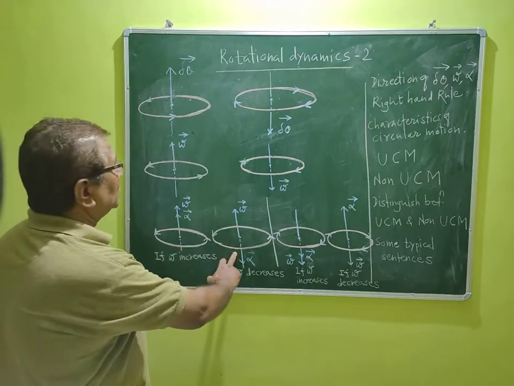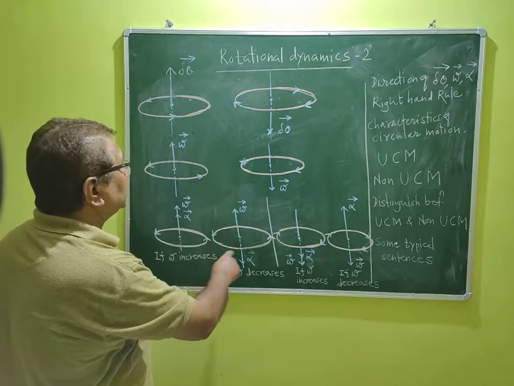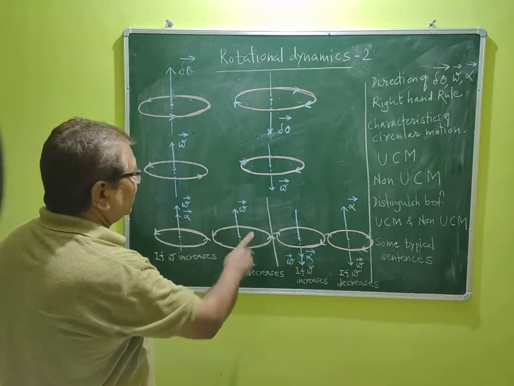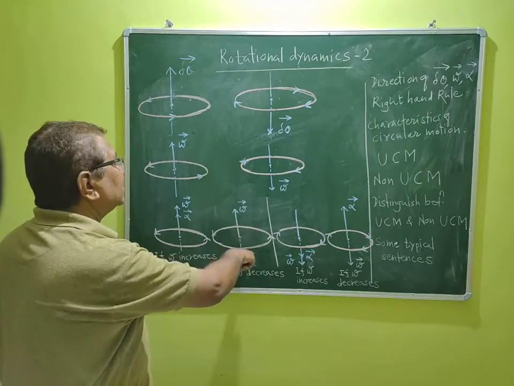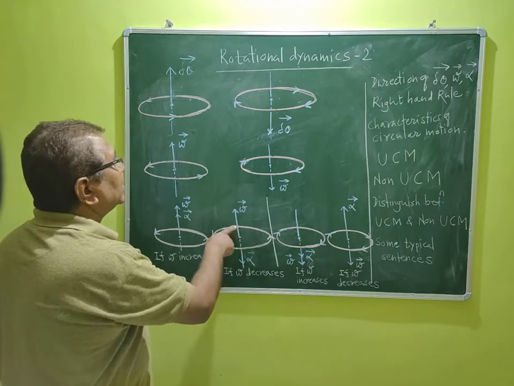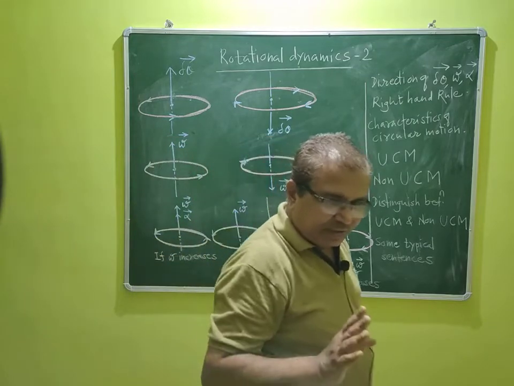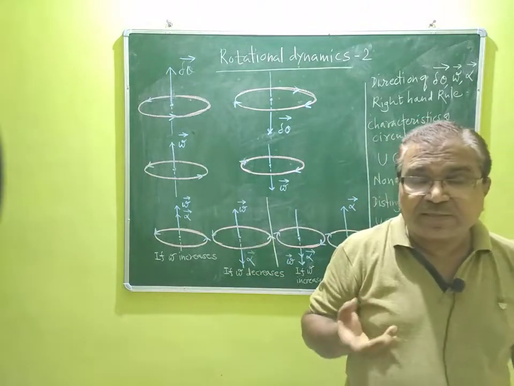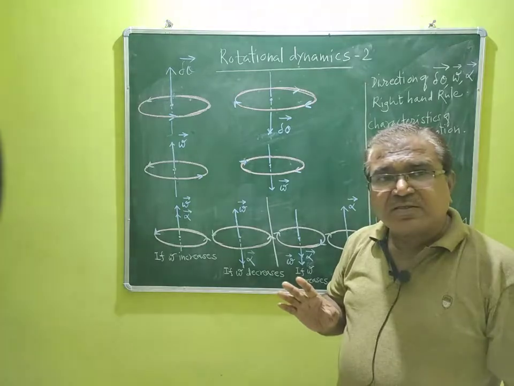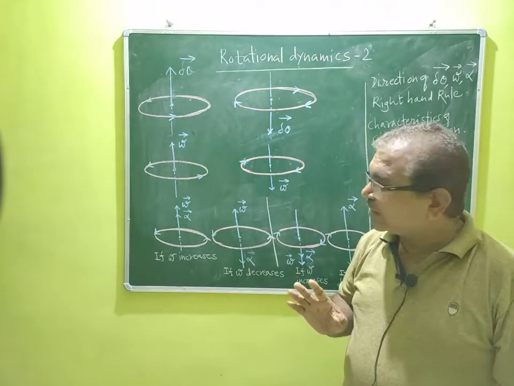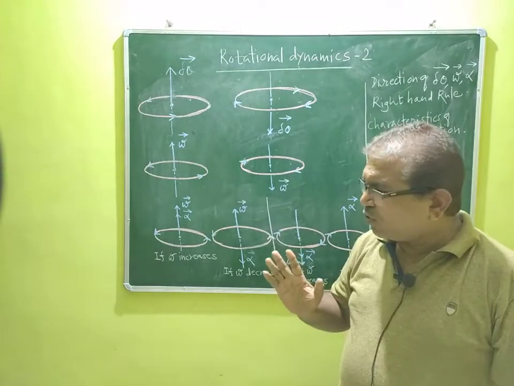See here, when the motion is anti-clockwise again, but if omega decreases, then the direction of alpha is in the downward direction and the direction of omega is in the upward direction. Wait, I will repeat again. I made some hurry. You are not able to understand this. I will repeat again in a slow form.